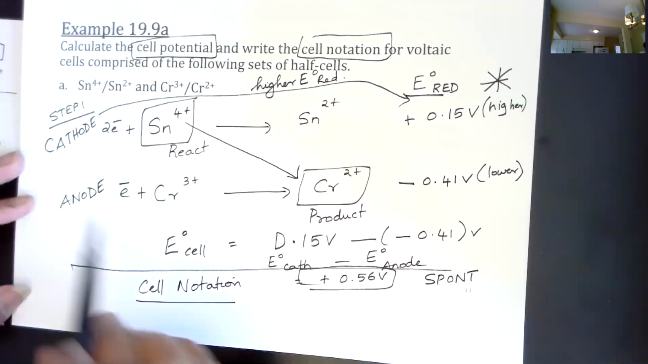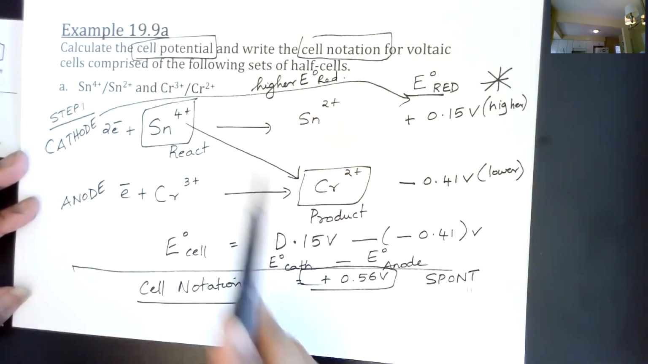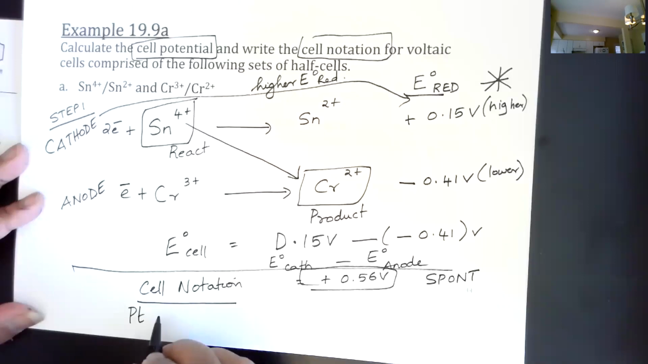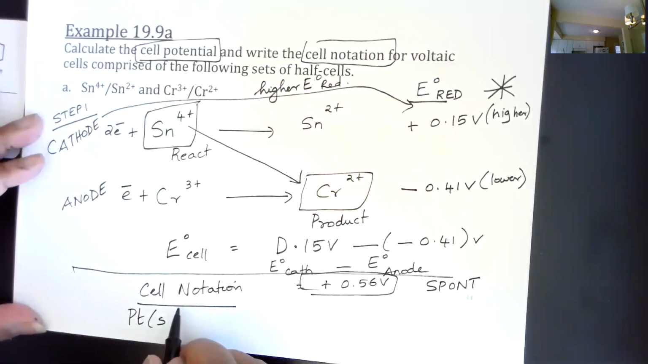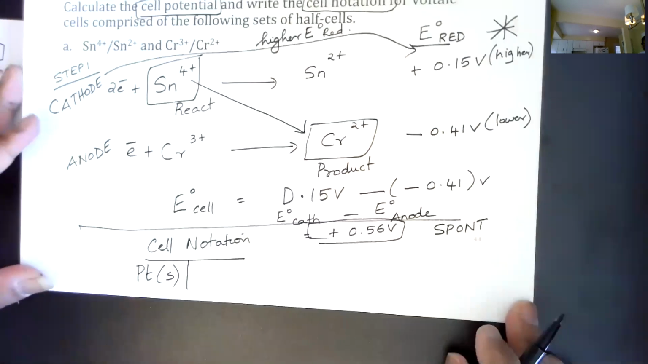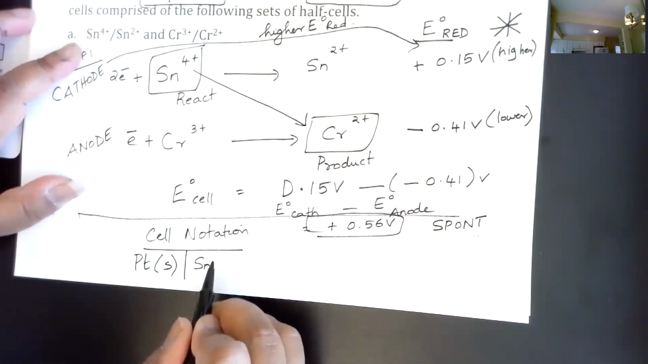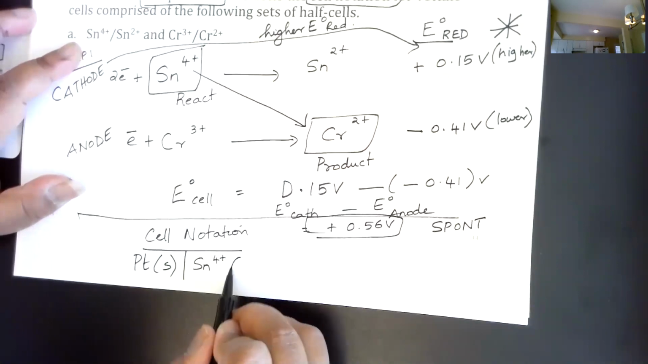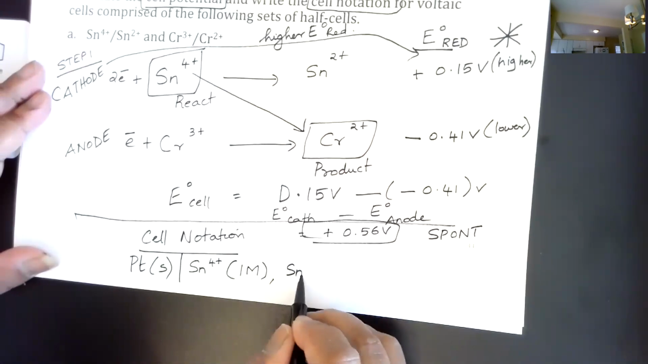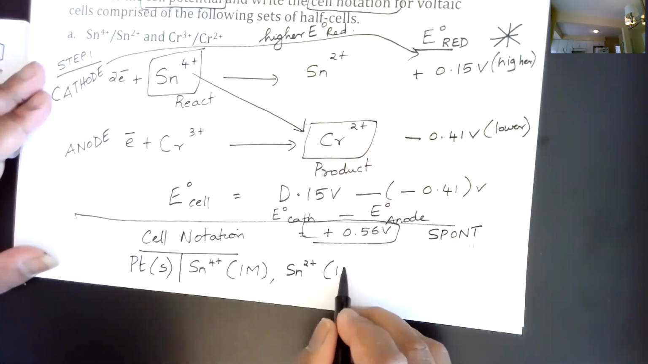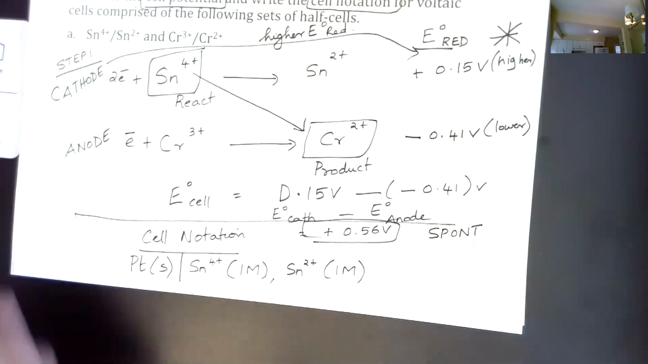Cell notation. Now, there's no metal here. You see that? These are all aqueous solutions. So remember, you have to put the metal platinum solid for electrical connectivity. And when there is a phase change, single line, and then write the reactant Sn4+. This is an aqueous solution. So you say 1 molar, right, for standard, comma, Sn2+, 1 molar aqueous solution. Now we are moving to the, no, wait a minute.